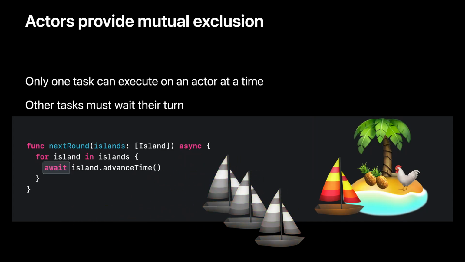And because it might be a long time before a given boat gets the chance to visit the island, entering into an actor is a potential suspension point, marked by the await keyword. Once the island frees up, another boat can visit.